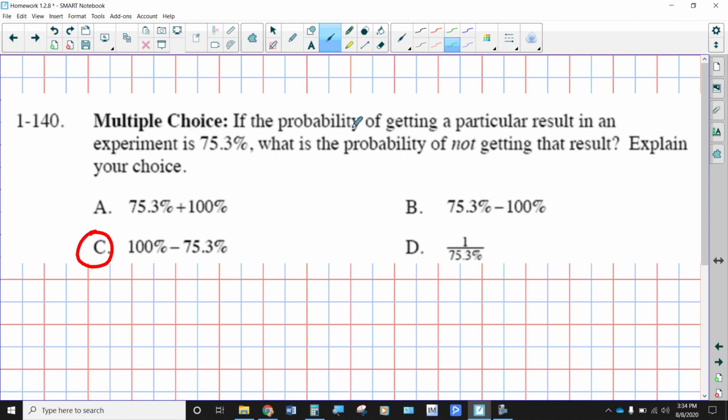All right, multiple choice. If the probability of getting a particular result is 75.3%, then what's the probability of not getting it? Which one of these is the correct choice? And so the answer is C, because the total probability is 100%, right? That literally means everything that you've got that you're working with. So if you've got a 75.3% chance of getting something, and you're going to do a subtraction, what is that going to end up being? 24.7% chance of not getting it. So this would be the approach to take there.